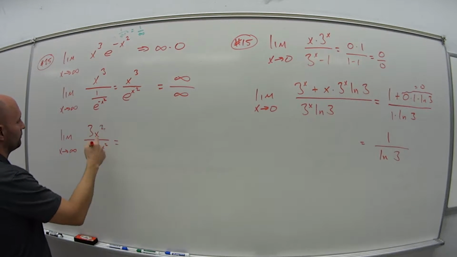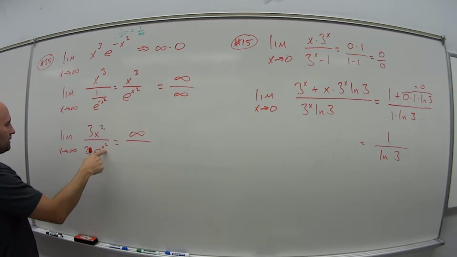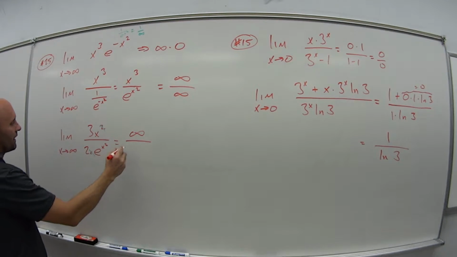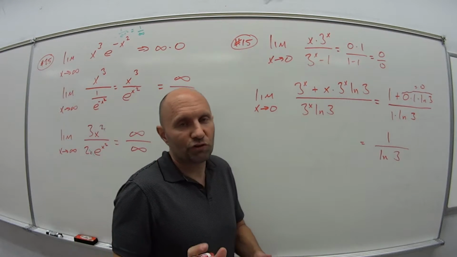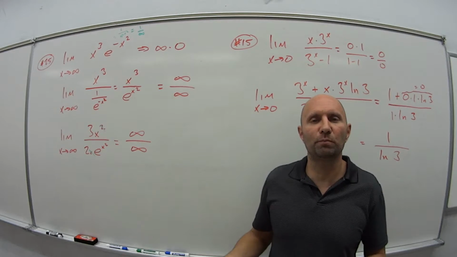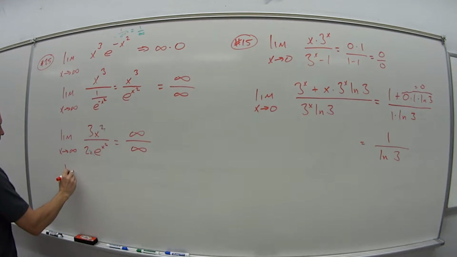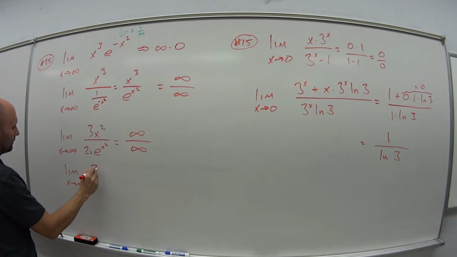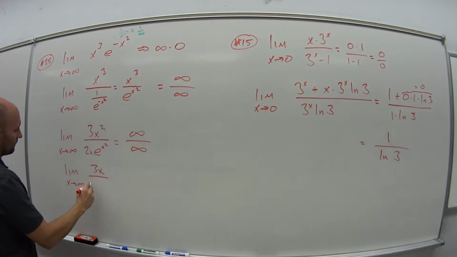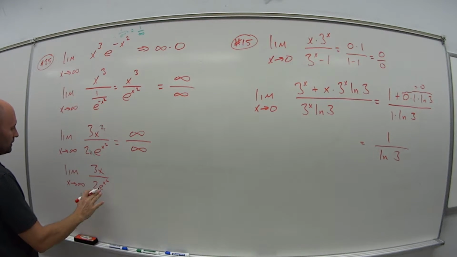So if I plug in infinity, 3 times infinity is infinity. E to the infinity squared is infinity times 2. Well, I have infinity over infinity, which is okay. Why? Because I can just apply L'Hopital's again. So now I'm going to apply L'Hopital's. The limit as x approaches infinity of 3x is in my numerator. And what do I have here? 2e to the x squared, just cleaning it up a little bit.